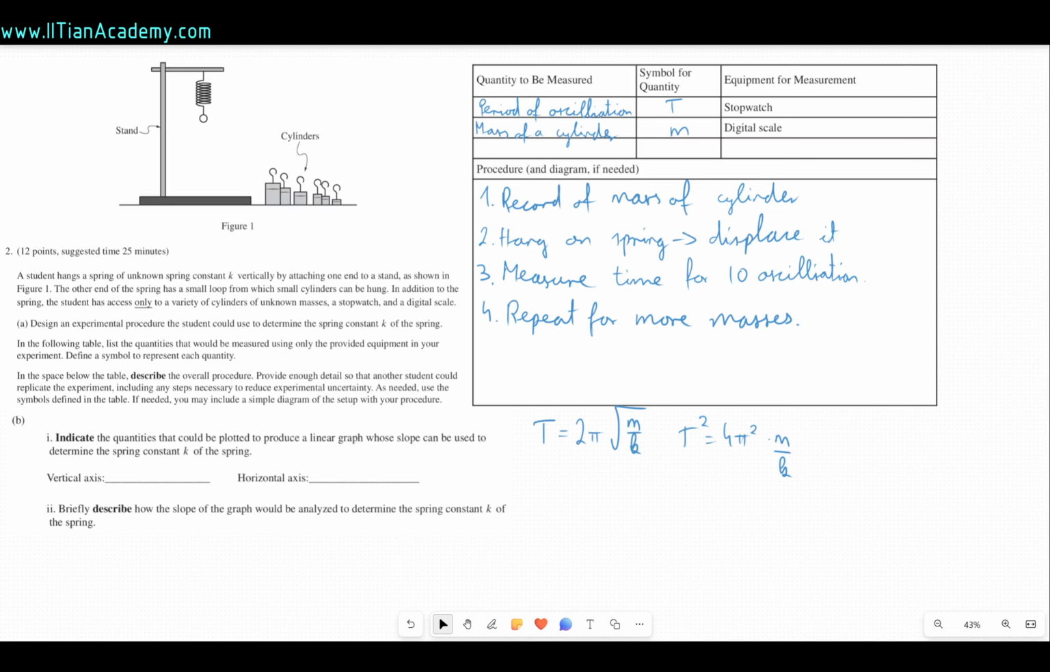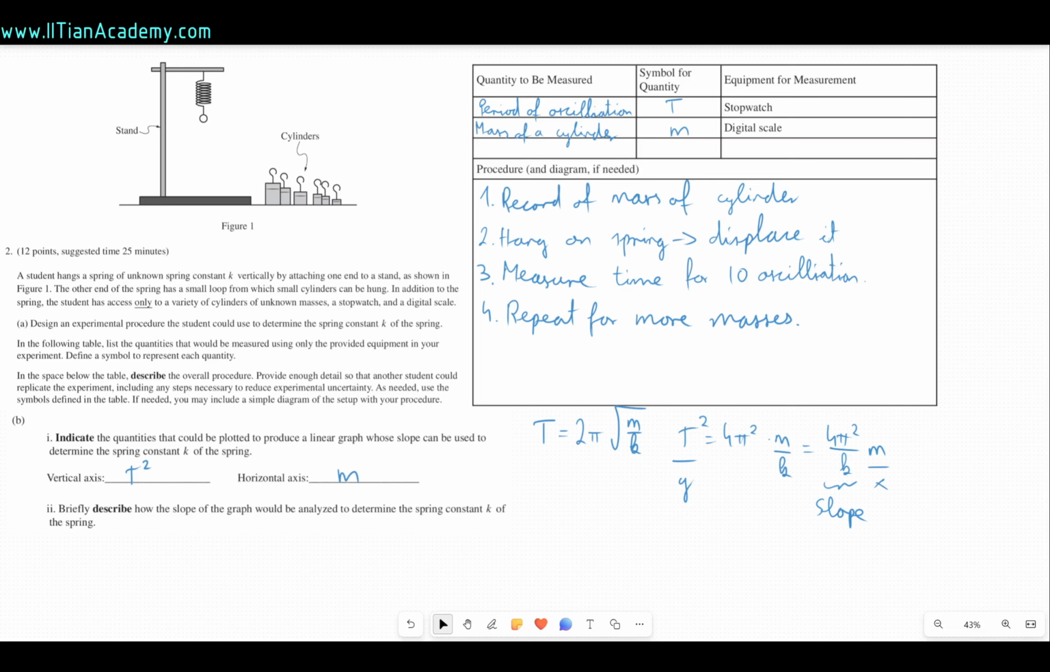So this is basically the form of an equation of a straight line, because here we have T squared is equal to 4 pi squared over K times m. This is a constant, and this can be our y variable, this can be our x variable, and this here will be the slope in that case. So on the vertical axis, we can plot T squared. On the horizontal axis, we can plot the mass.